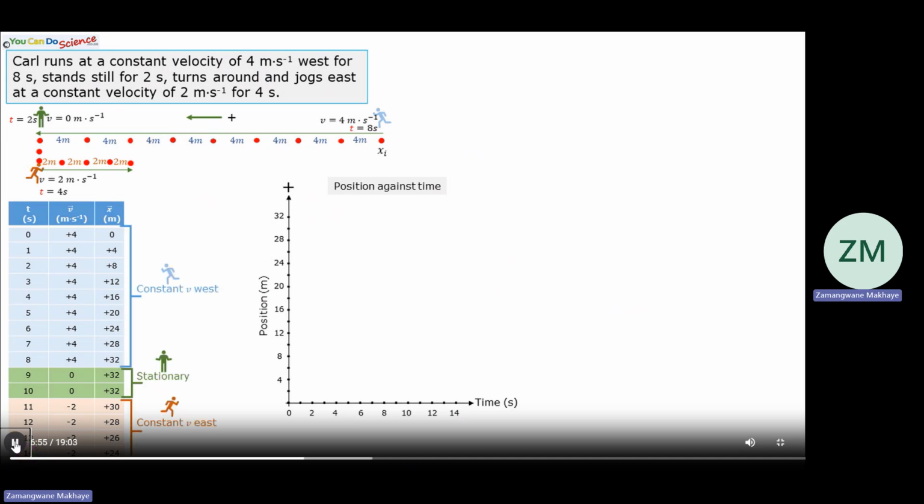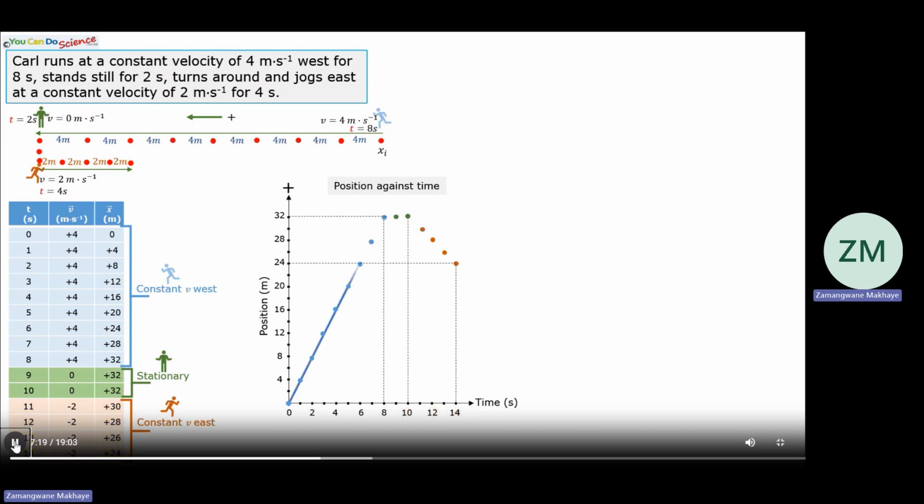Look closely. There are 3 different motions. These points indicate his position each second as Carl moves west. Because Carl stands still for 2 seconds, his position from the starting point does not change. Now Carl moves closer to his starting point. Join the points.